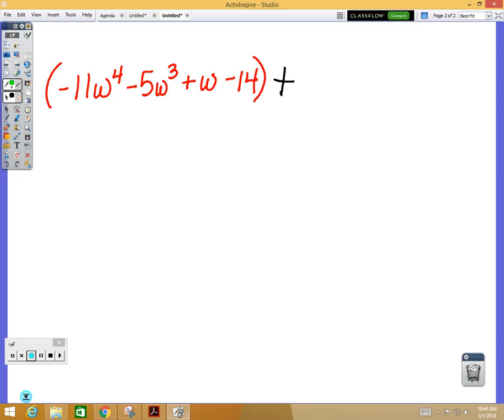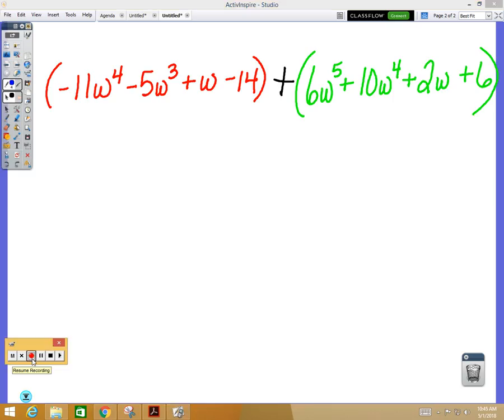In this polynomial, it's going to be 6w to the fifth power plus 10w to the fourth power plus 2w plus 6. This is my second polynomial. So I'm going to pause this video and I'm going to make sure everyone just has a chance to write that down.